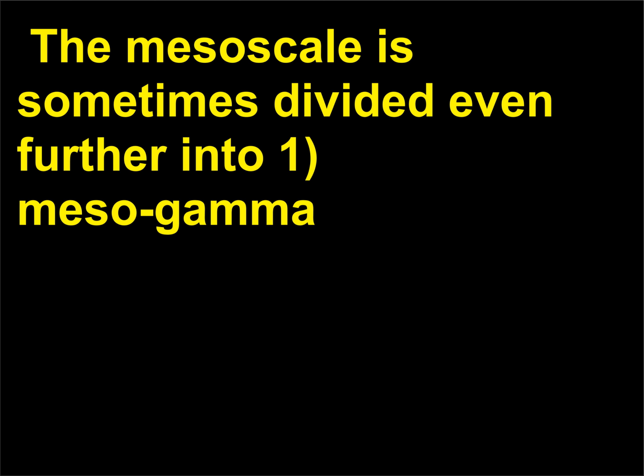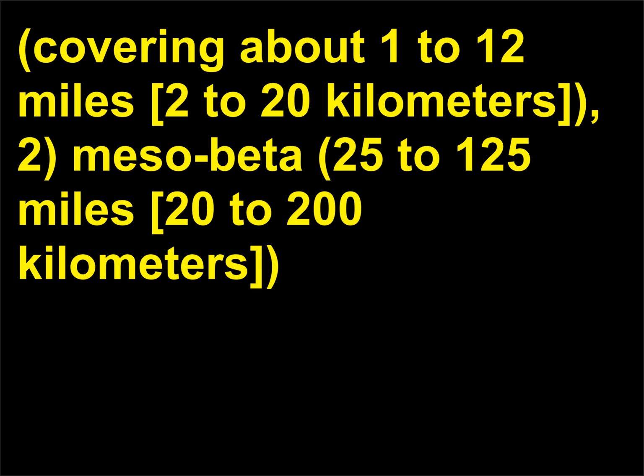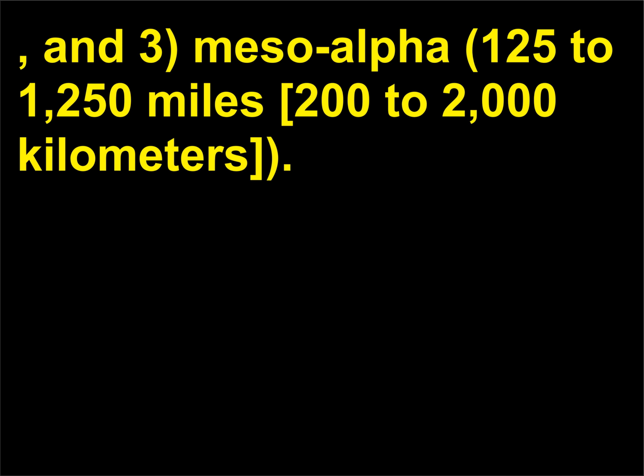The mesoscale is sometimes divided even further into: one, mesogamma, covering about 1 to 12 miles (2 to 20 kilometers); two, mesobeta, 25 to 125 miles (20 to 200 kilometers); and three, meso-alpha, 125 to 1250 miles (200 to 2000 kilometers).